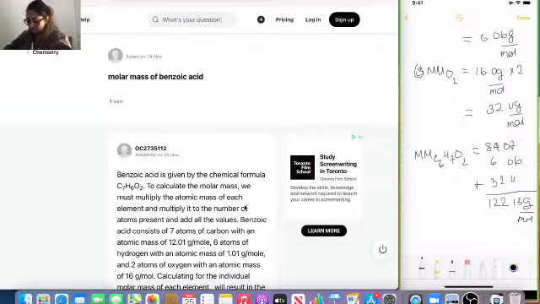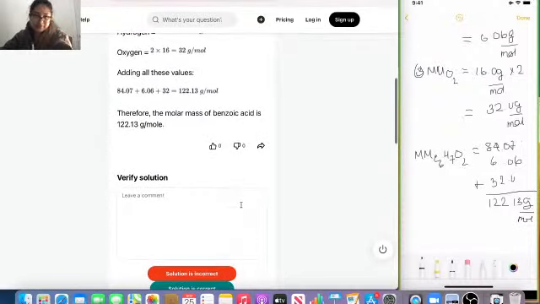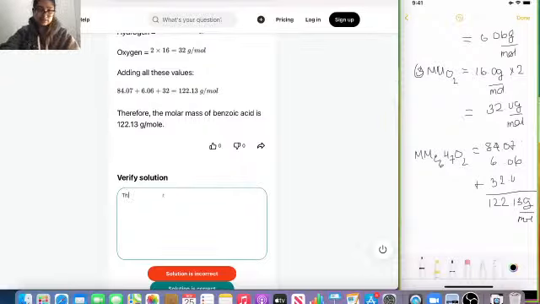And so the molar mass of benzoic acid is 122.13 grams per mole. Yes, this is correct. Good job.